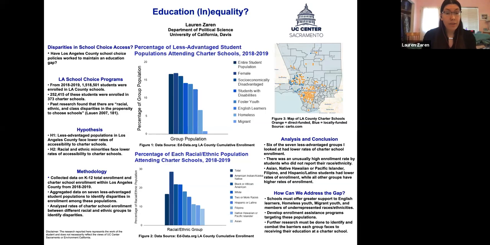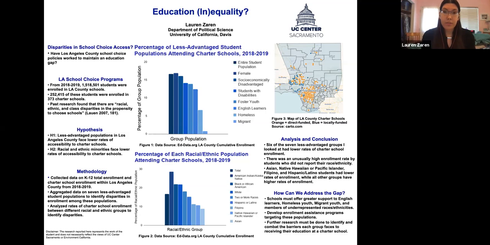So my hypotheses were that both less advantaged populations and also based on students' racial and ethnic groups, particularly minorities, would face lower rates of accessibility to charter schools within LA County. So in order to analyze this, I collected data on enrollment as well as enrollment in charter schools, finding that approximately 17% of the general student population is enrolled in charter schools, as you can see in figure 1.